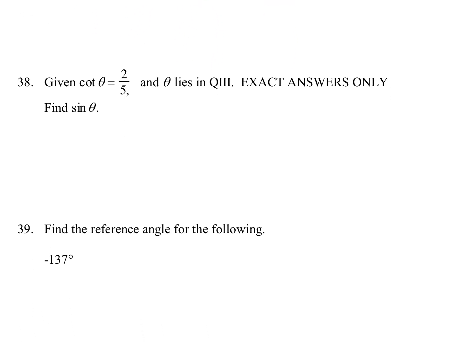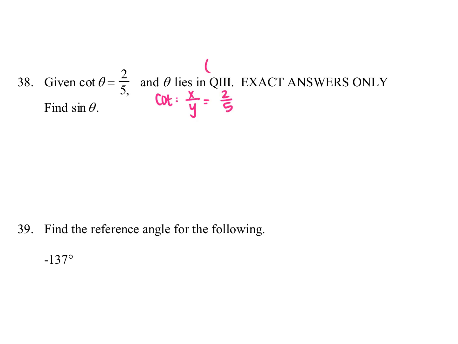For our next one, we have a cotangent theta of 2/5, and theta lies in quadrant 3. We want exact answers, and we're finding sine of theta. This is number 76 from your review. So cotangent is x over y. So that's 2 over 5.